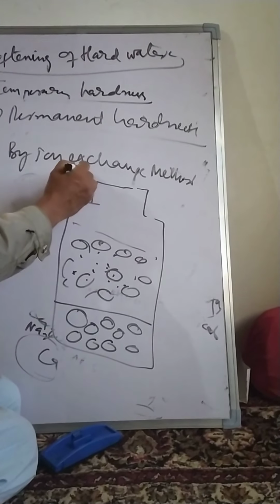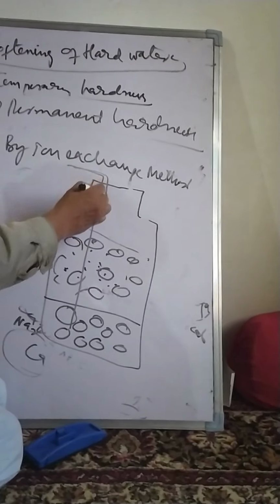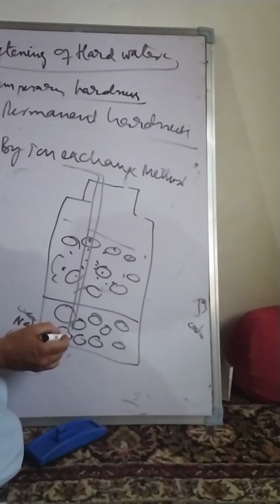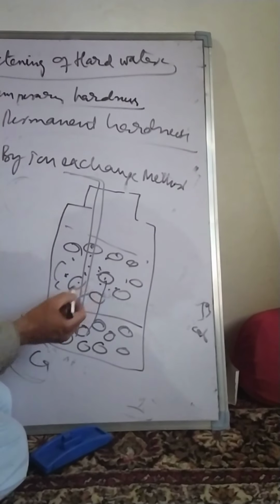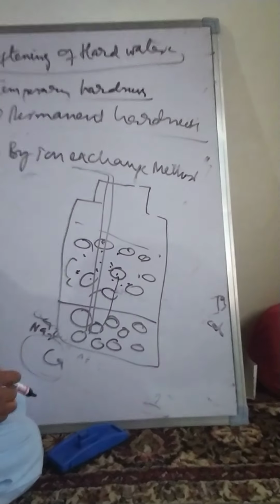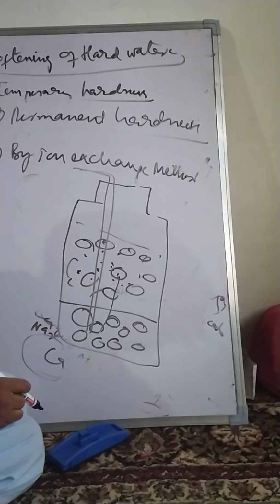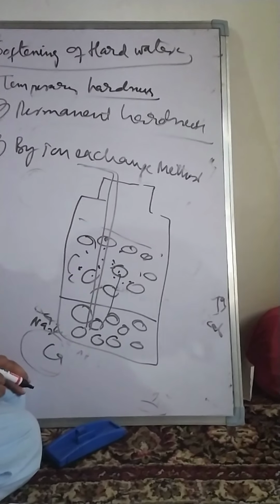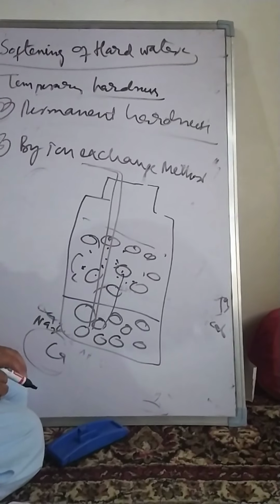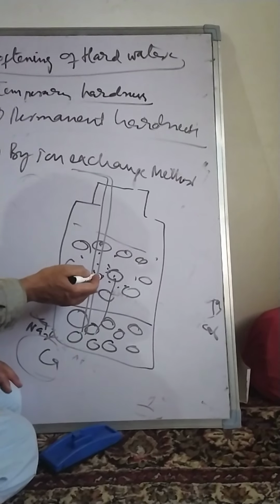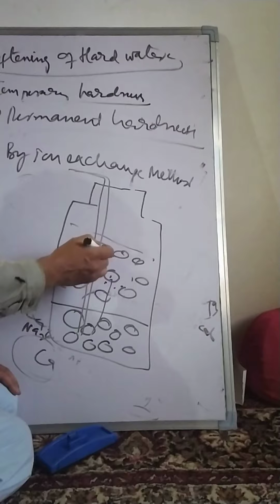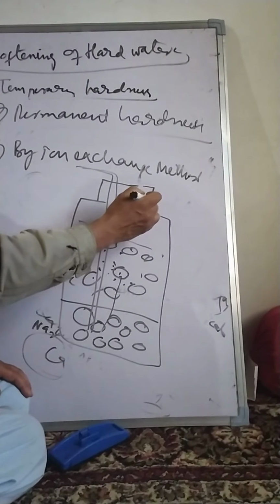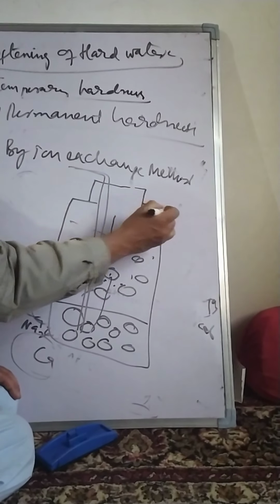Here we have a pipe. We introduce the hard water from here. It rises through these boulders, and it rises through this zeolite or permutit. Here it reacts with permutit, which takes up the calcium and magnesium and retains them here. Pure water rises and is removed from here.